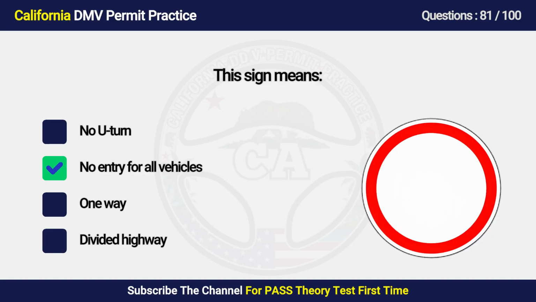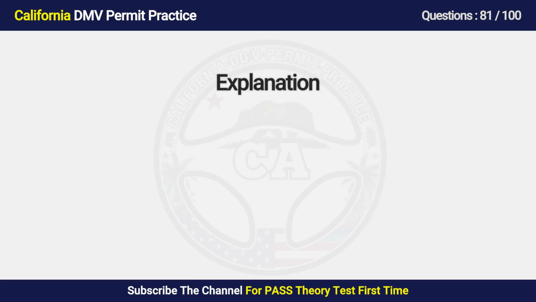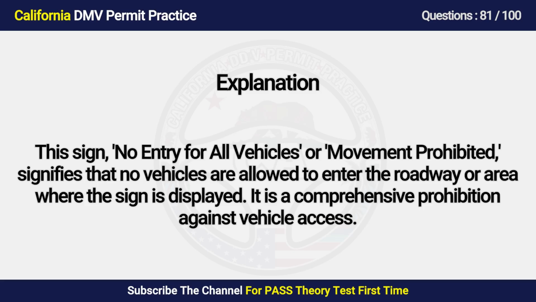Answer is B. No entry for all vehicles. This sign, no entry for all vehicles or movement prohibited, means that no vehicles are allowed to enter the roadway or area where the sign is displayed. It is a comprehensive prohibition against vehicle access.